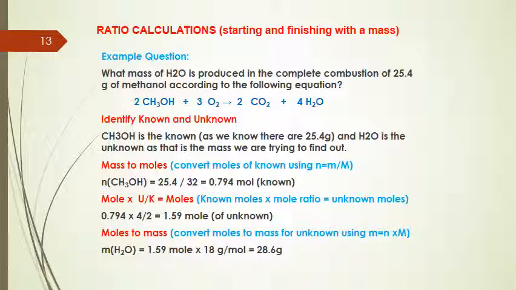We have a molar mass of water, which we know is 18 from the periodic table. So then we go back to moles to mass. So the mass of water is going to be 1.59 moles times 18 grams per mole, using the equation n equals little m over big M rearranged, to give the answer, which is 28.6 grams of water. Okay, so hopefully that's clear as mud.